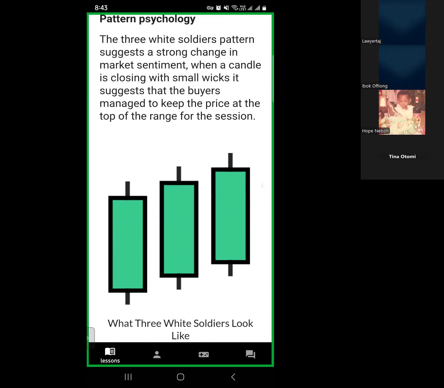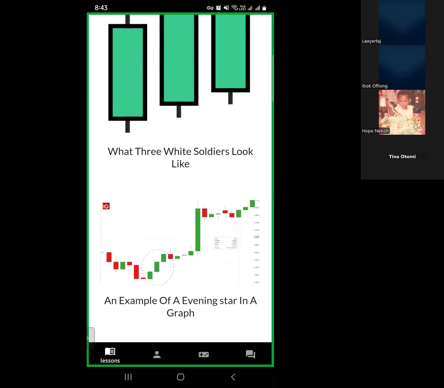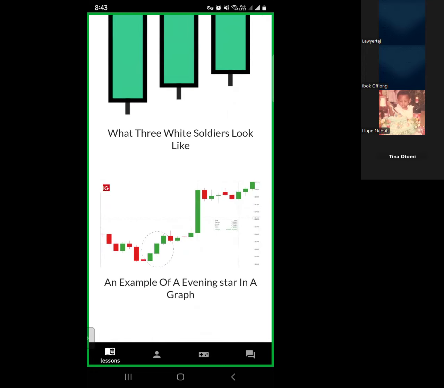You can see right there. The three white soldiers pattern suggests a strong change in market sentiments. When a candle is closing with small wicks, it suggests that the buyers managed to keep the price at the top of the range of the session. Right. So we can see in this graph, after the formation of the three white soldiers, what happened afterwards? The prices went up.